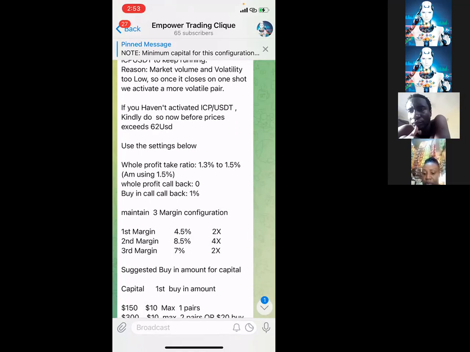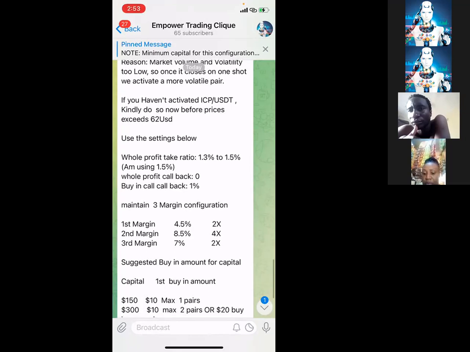There are signals that are coming out, and the one you've been in has been dragging and dragging. You can put your whole take profit ratio to 1 because that's the least you can put there. Set it to 1 and put it on one shot. So once the market gets to 1%, bingo, it closes. Of course, we know the whole profit callback. Put it to 0. I will tell us why I put it to 0.